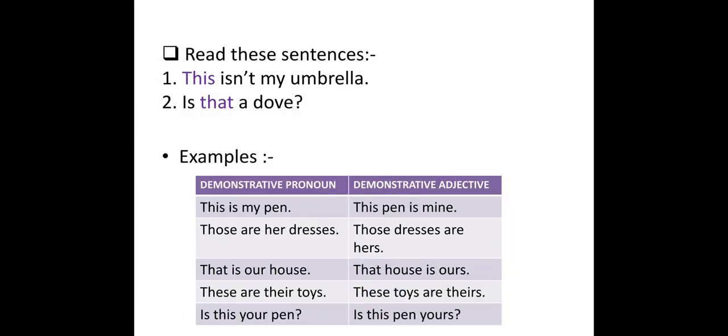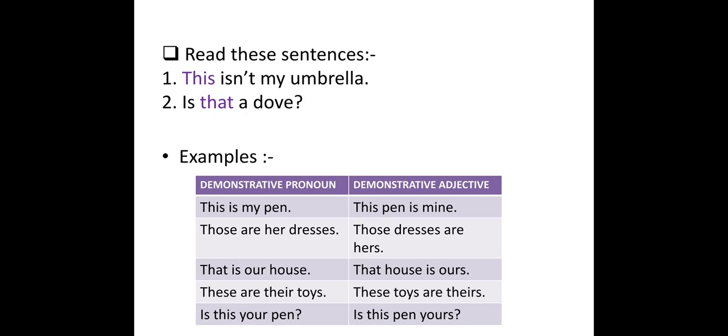You will get some sentences in the textbook also. First we will read these sentences. Number 1, this is my umbrella. In this sentence, you will see the word this in a different color also. That is called a demonstrative pronoun. Number 2, is that a dove? Here that is a demonstrative pronoun. So children, here we have some examples. You will see them in the textbook on page number 23, and on the screen also you will see the table.